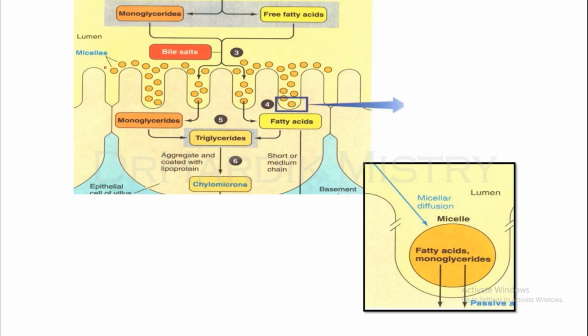As I already told you, these micelles enter into the luminal cell via simple passive transport. They don't require any type of active transport, because the cell membrane has a lipid bilayer, and the micelle is also a part of the fat or lipids, so they easily pass through the cell membrane via micellar diffusion.